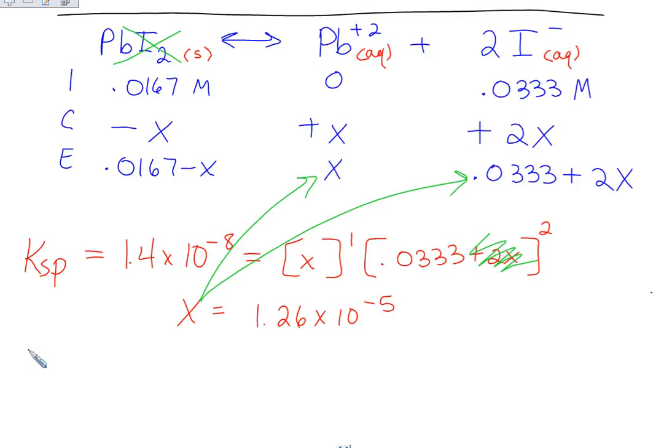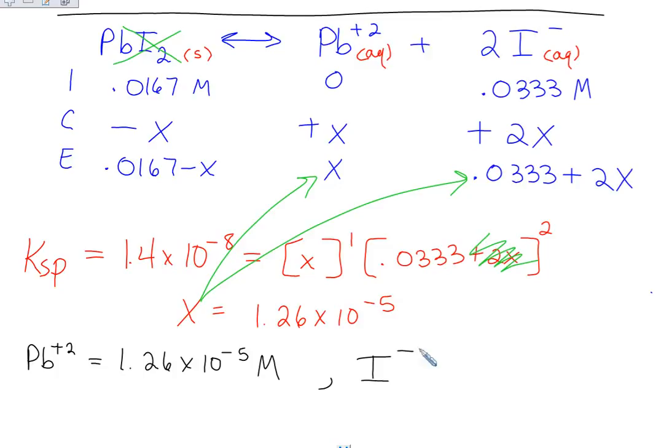Okay, well, here's the lead. The lead plus 2, that is x. 1.26 times 10 to the negative 5th. Small. We will have some iodine. Actually, let's go iodine just minus 1.